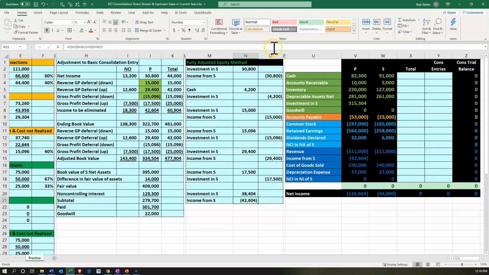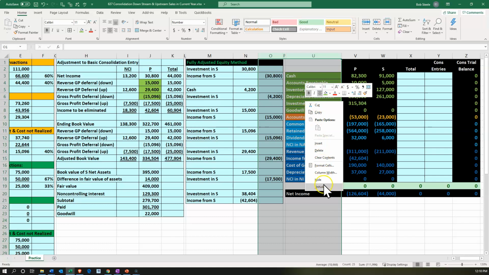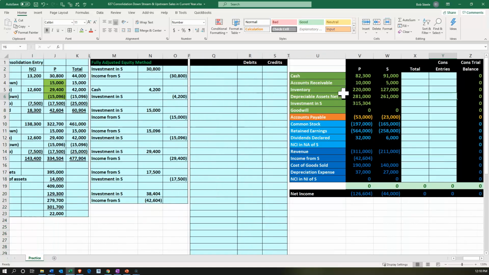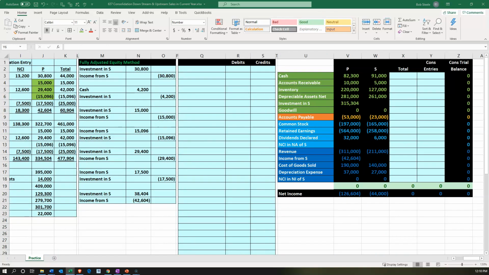Okay, so now let's unhide some cells up top. I'm going to highlight from O to OU, and then I'm going to right click on the selected area and then unhide. So we'll say unhide. So there we have that. Now we're going to actually get to our journal entries finally. This is the time we've been waiting for.